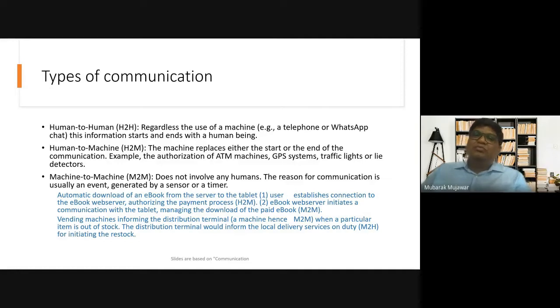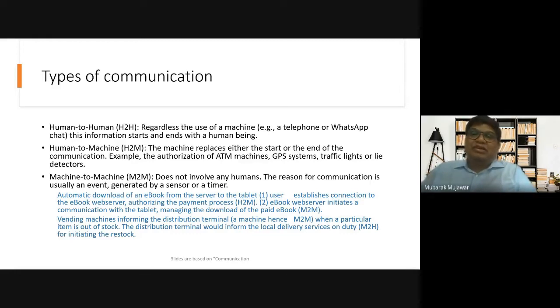Then those instructions are sent to the ebook server. The ebook server receives those instructions and generates a token to download the book as well as to process the payment. The token is used to download the book onto my machine, onto my cell phone or onto my device automatically. And after some time, I can see that the book is available in my library. So here, the initial trigger was set by a human being, but all the other processes were done by machines. The machine took payment, the machine took all the authorization details, the machine downloaded the book. So that is machine to machine communication.